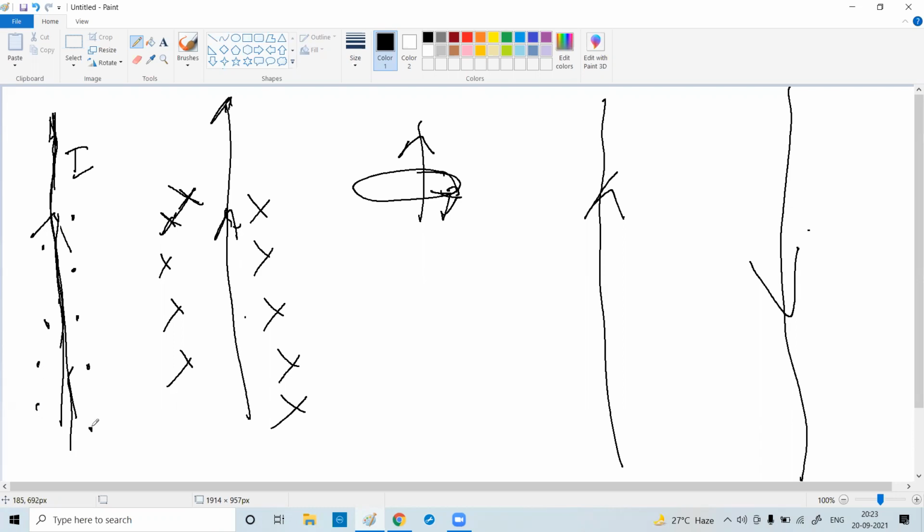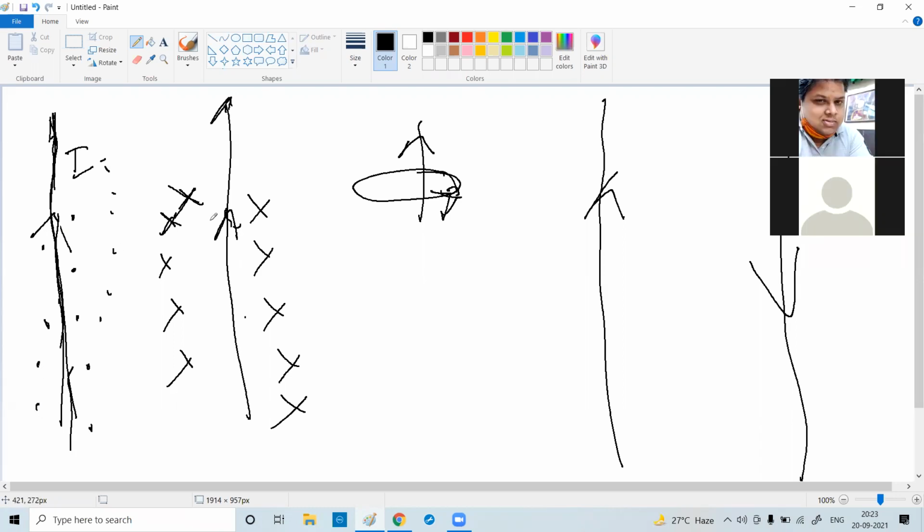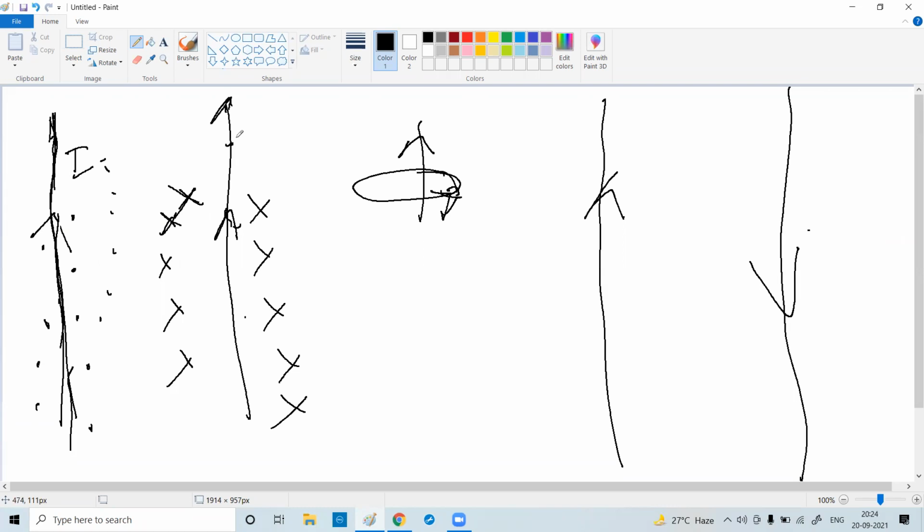Understood? Due to this wire, the magnetic field on this wire is dot. That means the magnetic field is coming outside. But due to the other wire, the magnetic field will be cross. Agree with me, all of you? So now we will calculate which direction the force is.